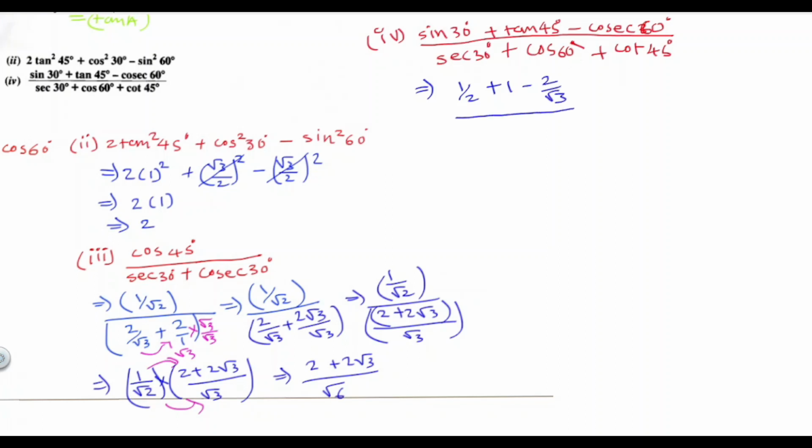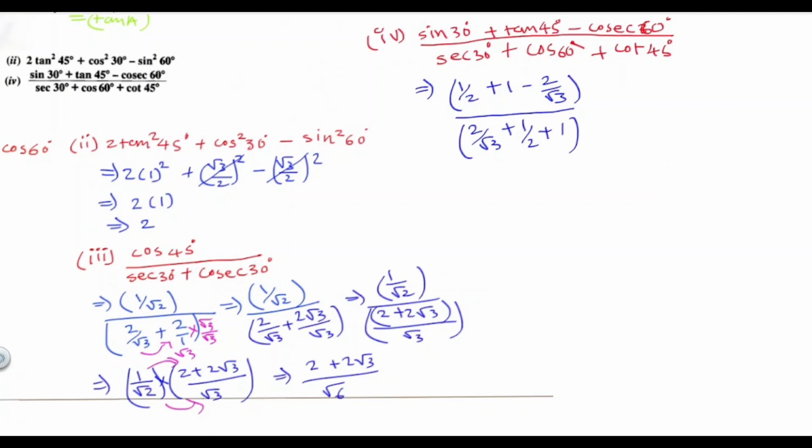This whole thing is divided by sec 30 degree. Here the sec is the inverse of cos, so the inverse of cos 30 degree. Cos 30 degree is root 3 by 2, so sec 30 degree is 2 by root 3. And cos 60 degree is 1 by 2. Similarly, cot 45 is equal to tan 45, which is 1.